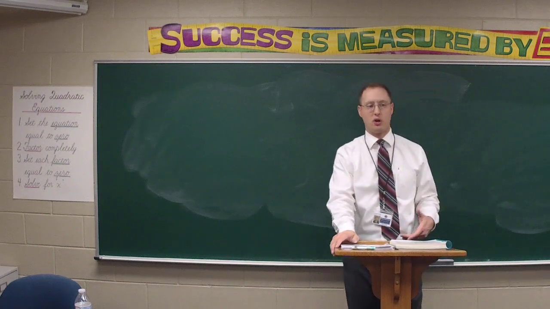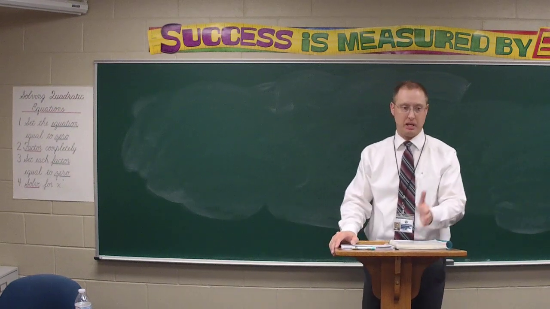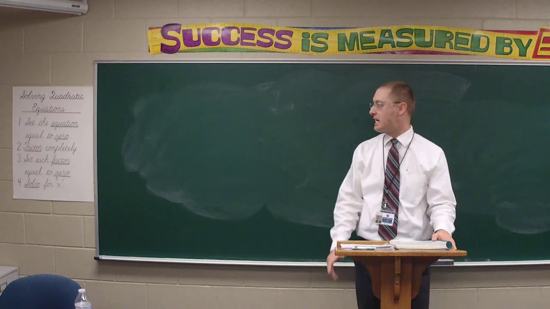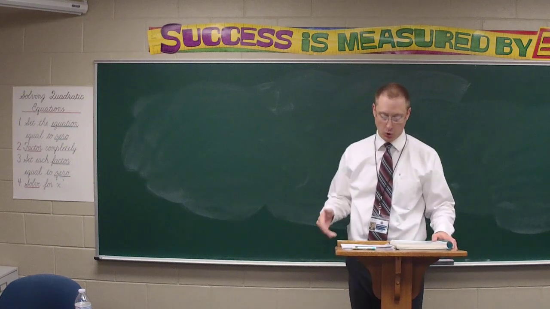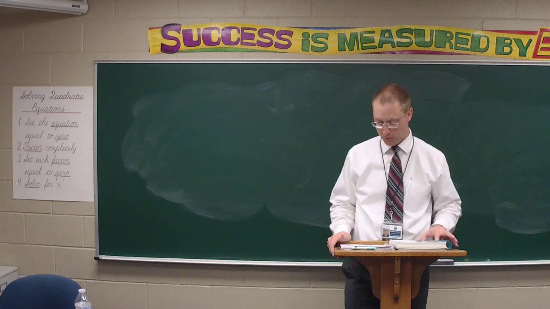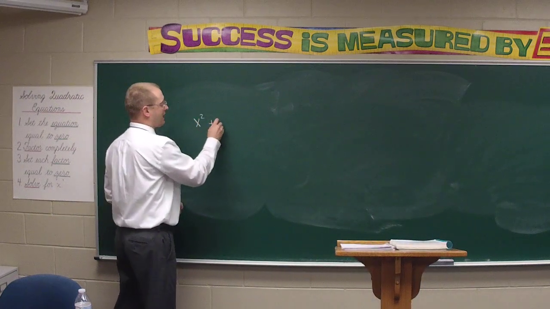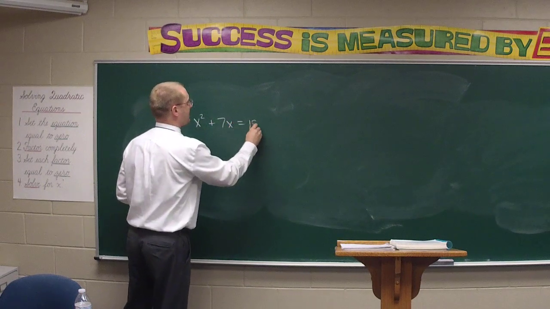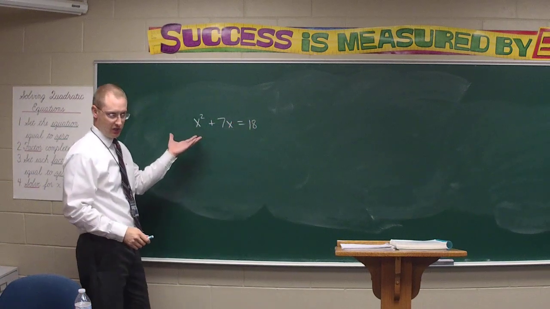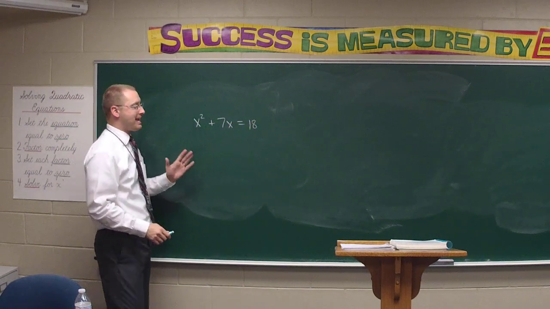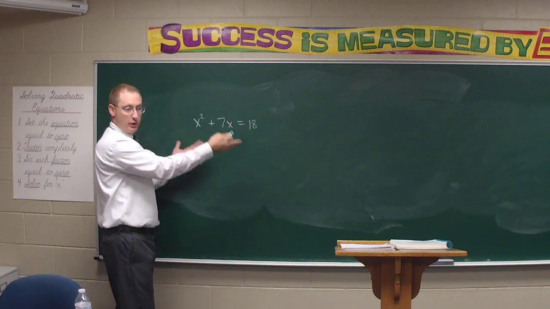That's the proper quadratic form for a reason: ax squared plus bx plus c equals 0. Get it equal to 0. Get it in proper quadratic form, you might say. So for instance, if I had the equation x squared plus 7x is equal to 18, well, this isn't set equal to 0, is it? I need to make one side or the other a 0.